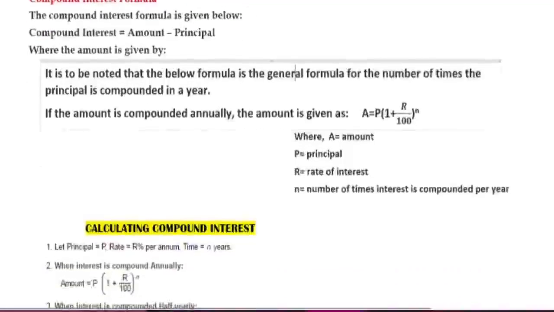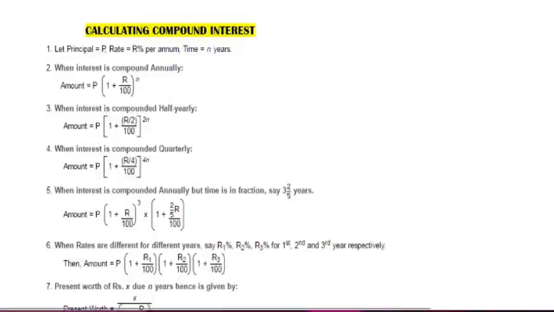Now we will see the calculation of compound interest in different cases. Here in general, we will take the principal as P, rate equal to R per annum, time equal to N years. The first case is when the interest is compounded annually. That means every year interest is added to the principal. Here the amount equals P into 1 plus R by 100 raised to N.